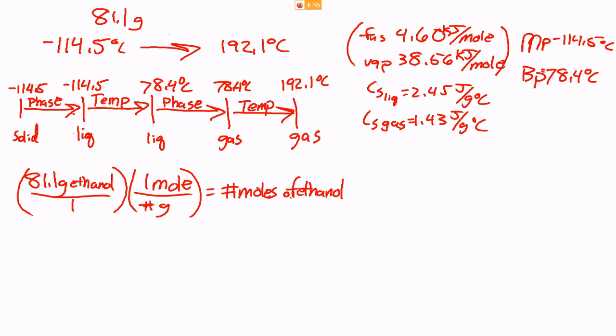This number of moles then can be multiplied by each of these two, the heat of fusion and the heat of vaporization. And when you do that, it will give you the number of kilojoules of energy it takes to melt it and vaporize it. So just take that number of moles, multiply it by this. That'll tell you how much energy this section needed, how much energy it took to melt. And then take that same number of moles, multiply it by the heat of vaporization, and that will tell you how much energy it took to boil it. So those are those two regions there.